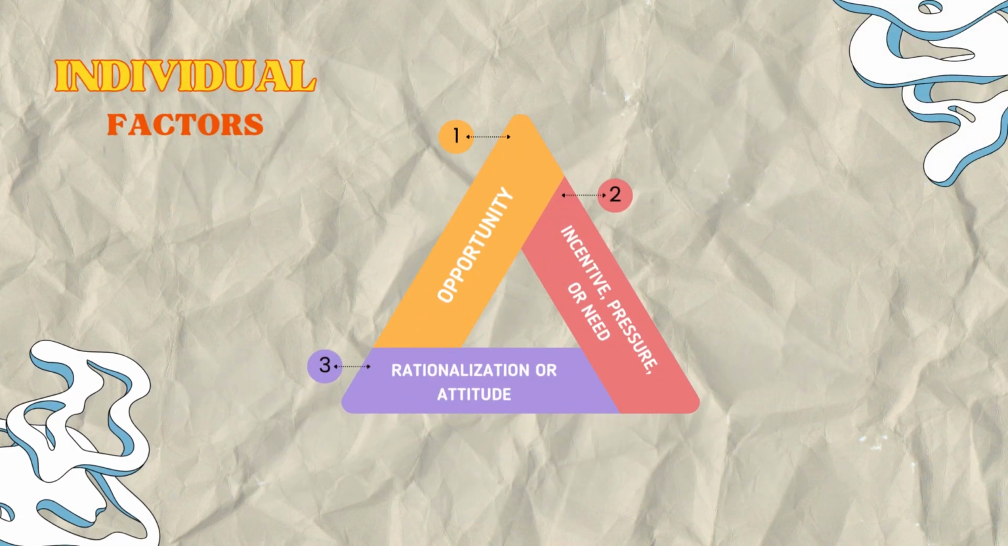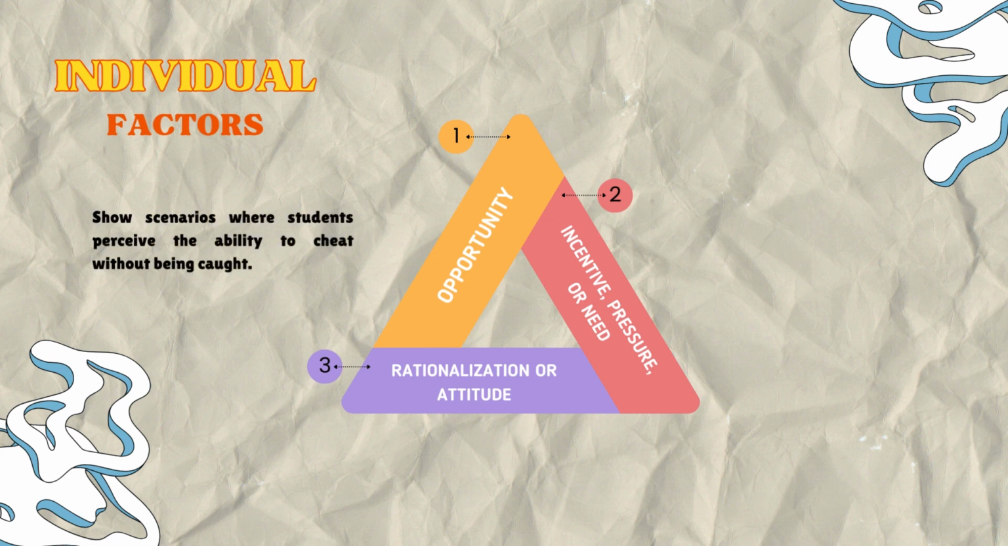For individual factors, it has three components, which is opportunity, incentive pressure or need, and rationalization or attitude. For the opportunity, it shows scenarios where students perceive the ability to cheat without being caught. For example, students looking at their phone during exam, also copying from others.